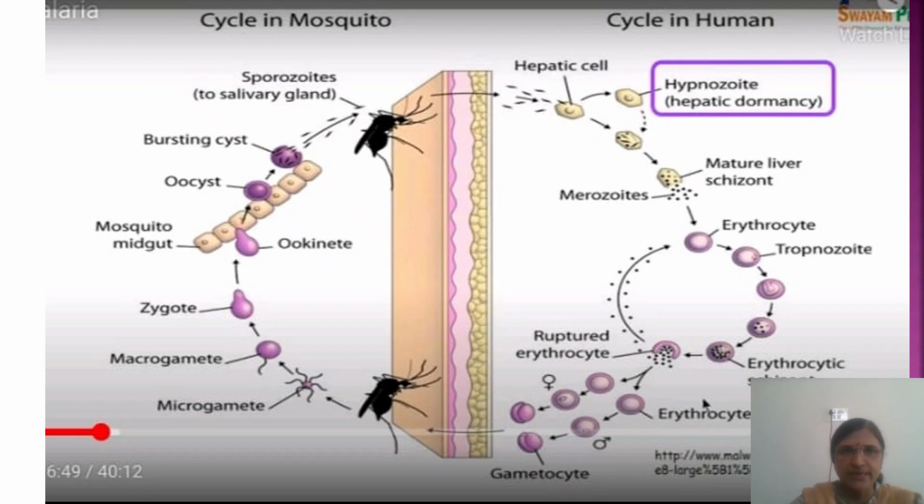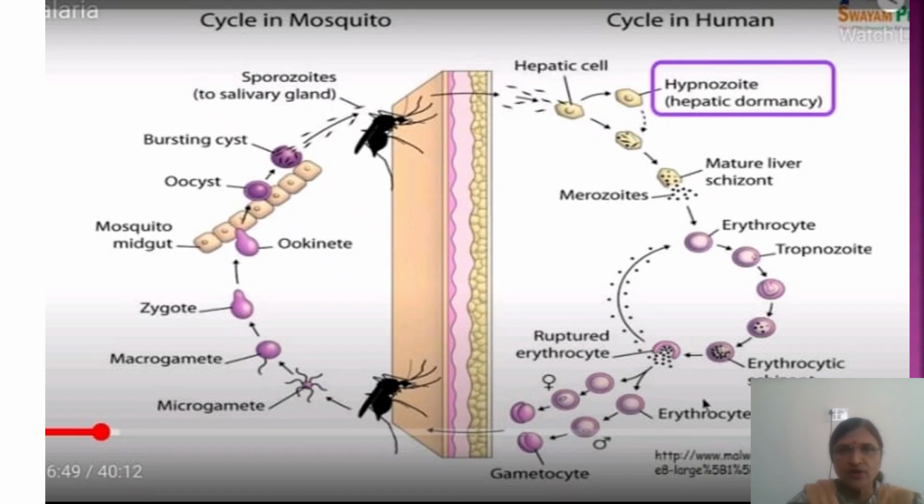So first, after the bite, sporozoites enter the skin, and then through the blood circulation they go to liver cells. There they develop into the schizont, that is merozoites, and then merozoites develop into the trophozoite and schizont. So this is called pre-erythrocytic schizogony or pre-erythrocytic schizont formation. Then some merozoites in vivax and ovale go into a dormant stage. They are called hypnozoites, and after some days or months or years, again they may cause infection. That is called relapse.